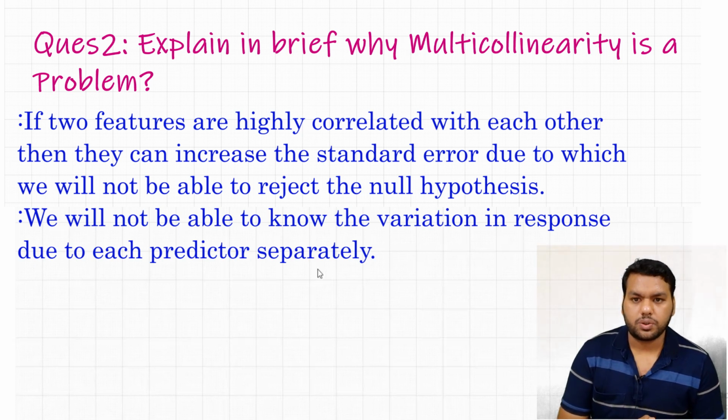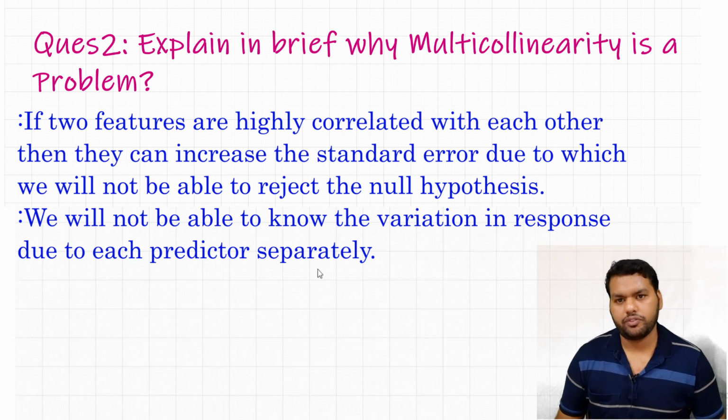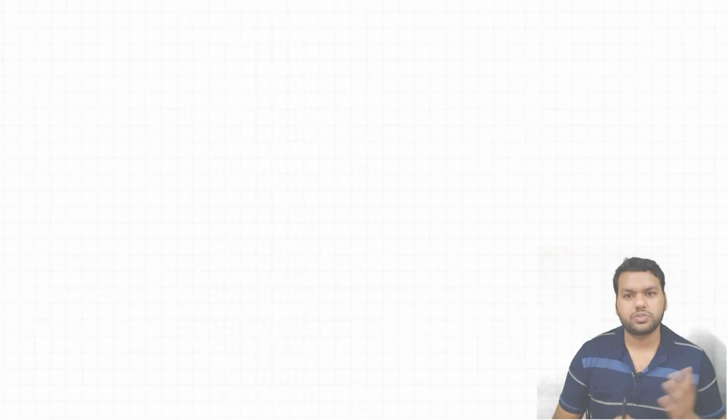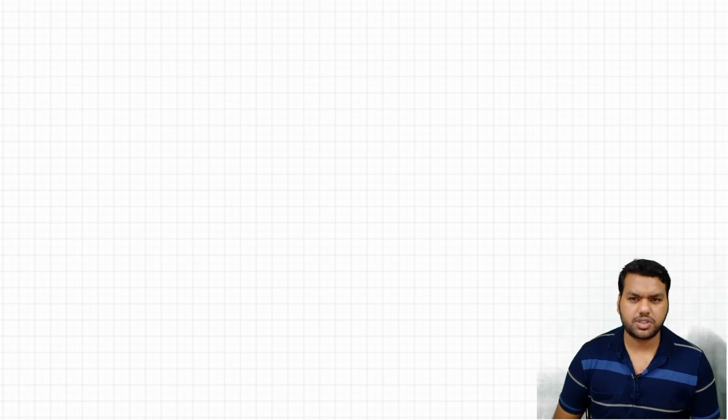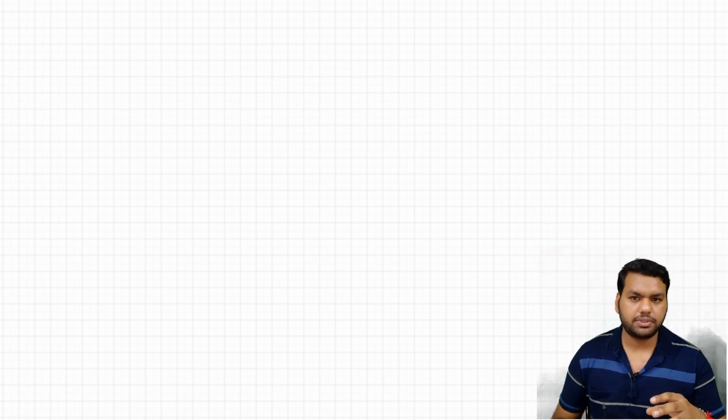Okay, so I hope these two questions are clear. In the first question we discussed what multicollinearity is. Second, as a follow-up, we explained briefly why multicollinearity is a problem. Now the third question, because once the interviewer starts asking about linear regression assumptions, he or she wants to go in depth, and then they take multicollinearity as a topic.